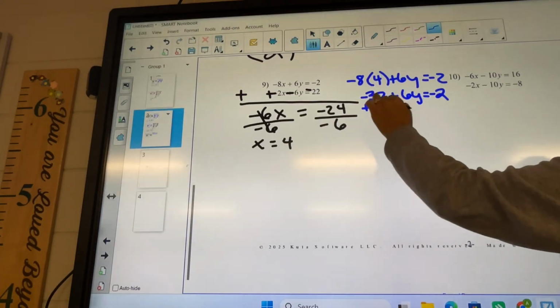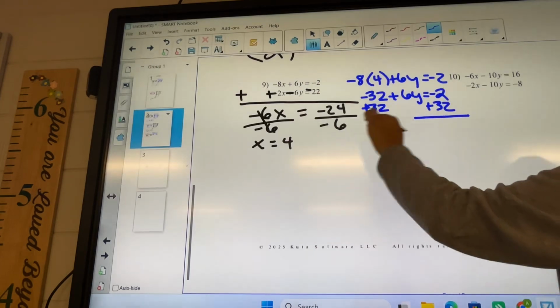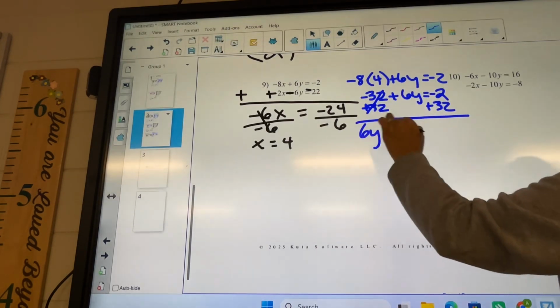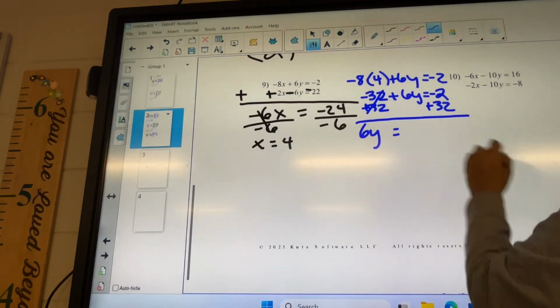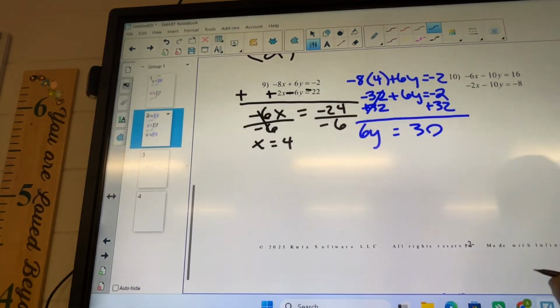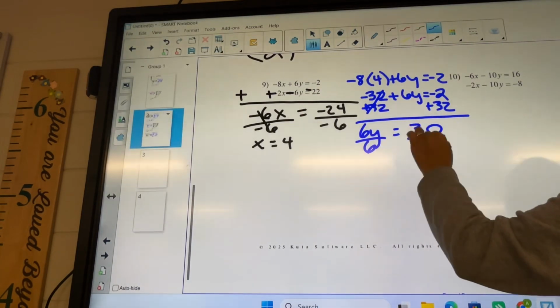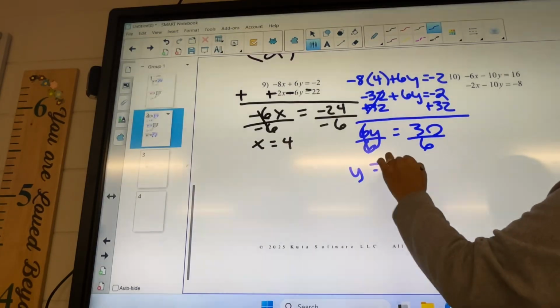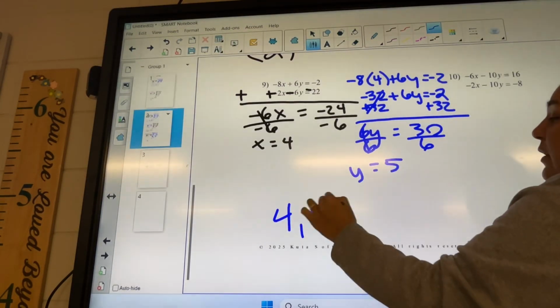Okay, I'm going to add 32 to both sides. So I'm going to get 6y equals negative 2 plus 32 is going to be 30. And then my last step is going to be to divide by 6. So we get 4 comma 5.